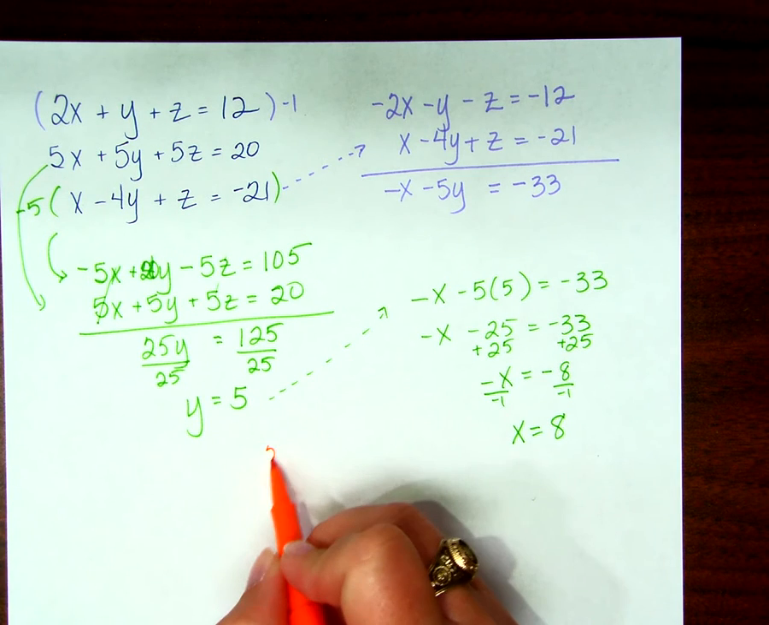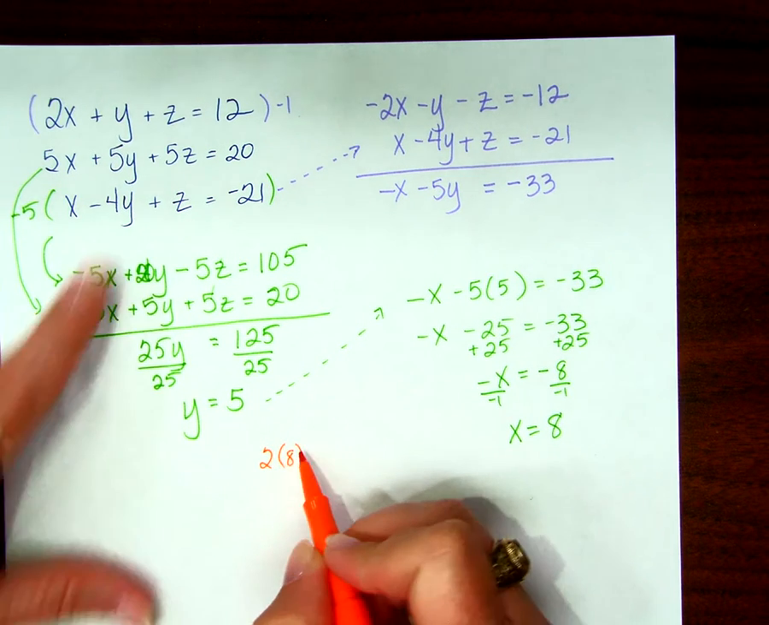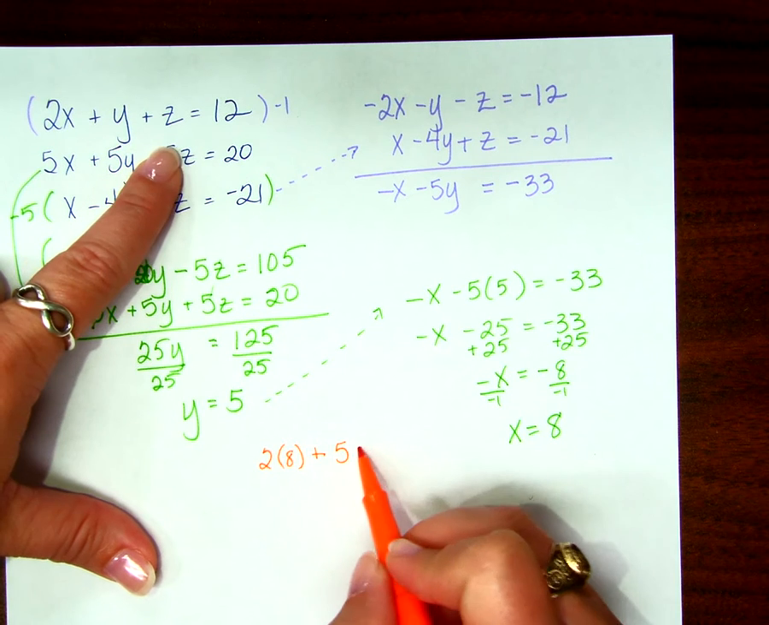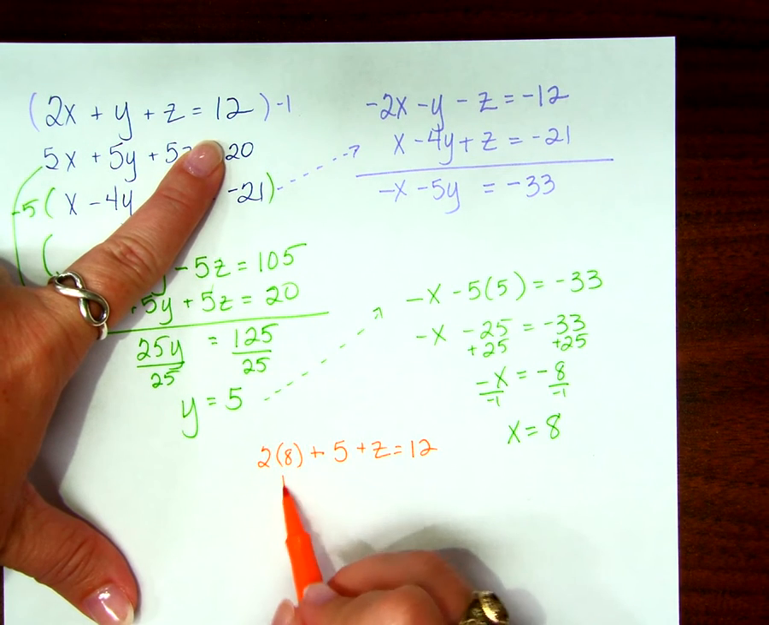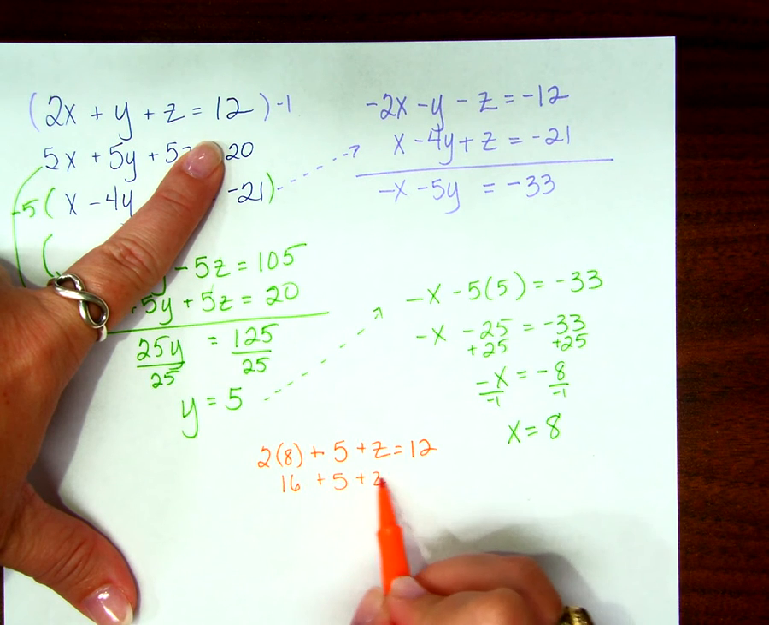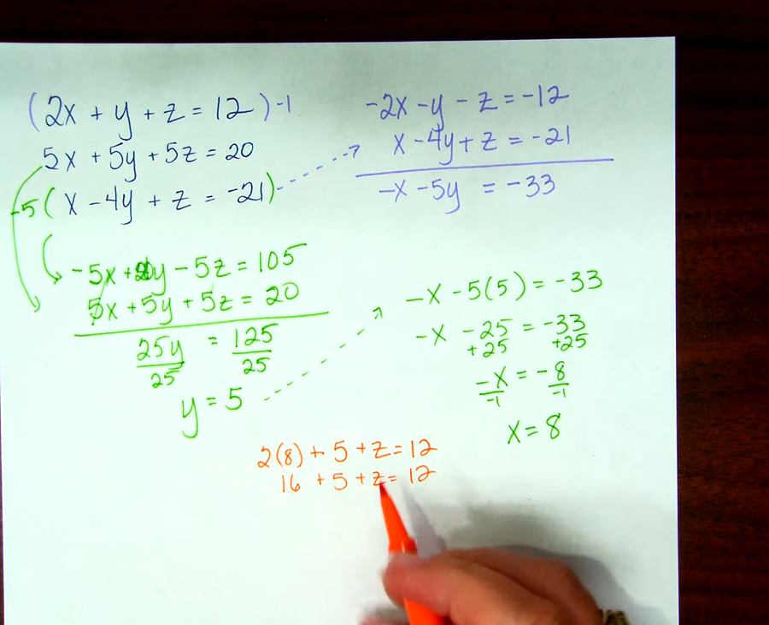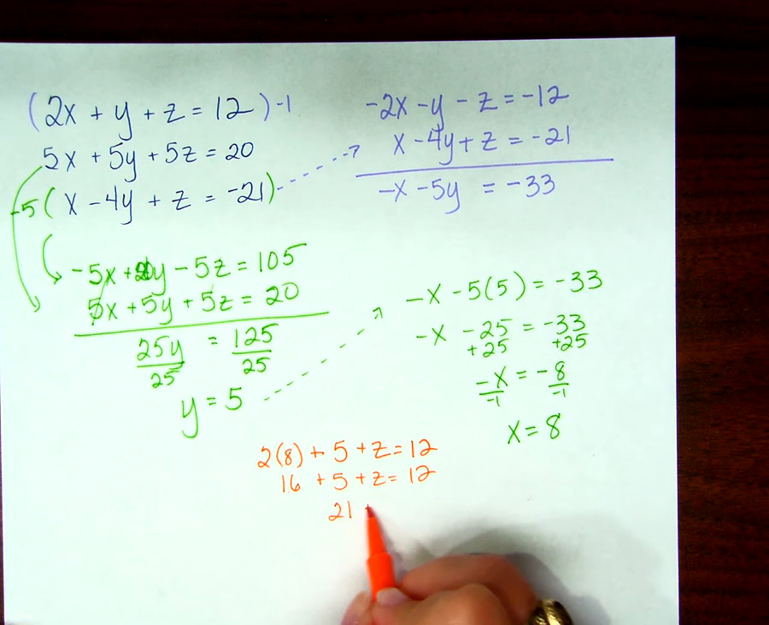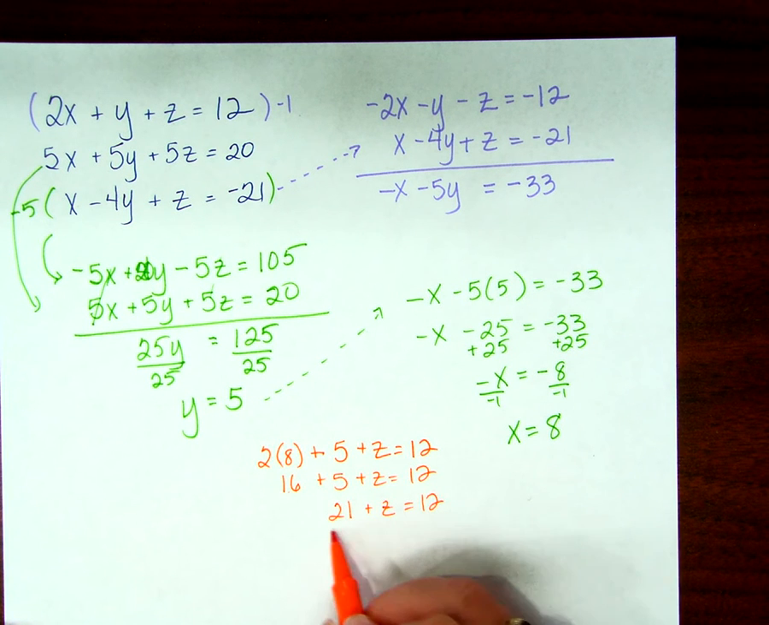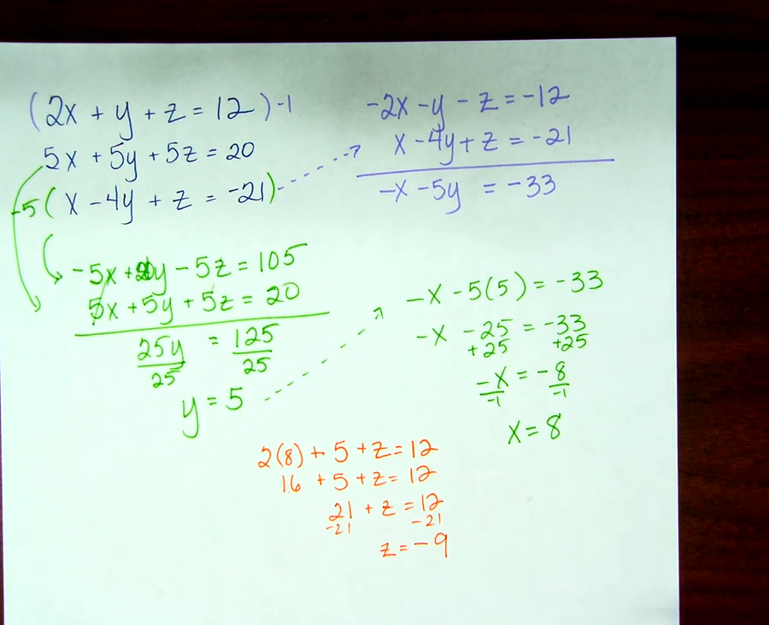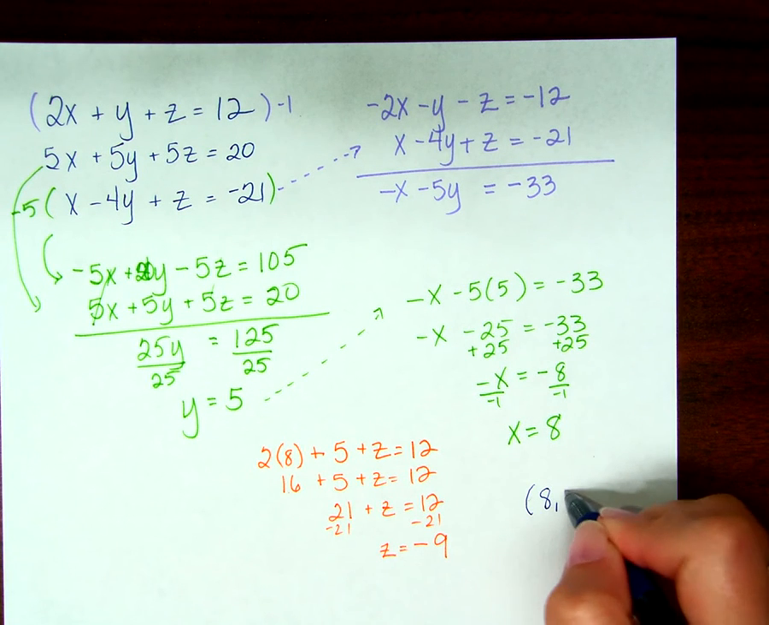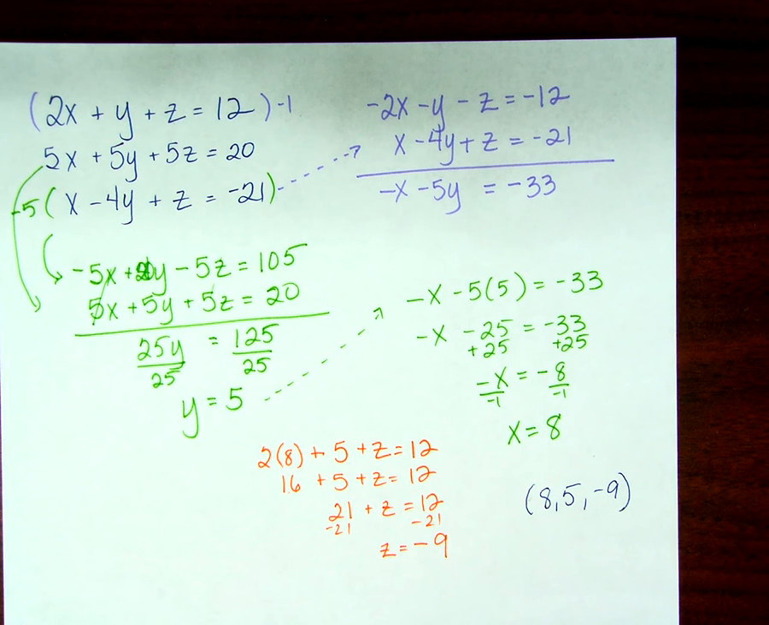Top one. 2 times x, which is 8, plus y, which is 5, plus z equals 12. Well, 2 times 8 is 16, plus 5 plus z equals 12. 16 and 5 is 21, plus z equals 12. z equals negative 9. That's my answer. 8, 5, negative 9. Is it the correct answer?